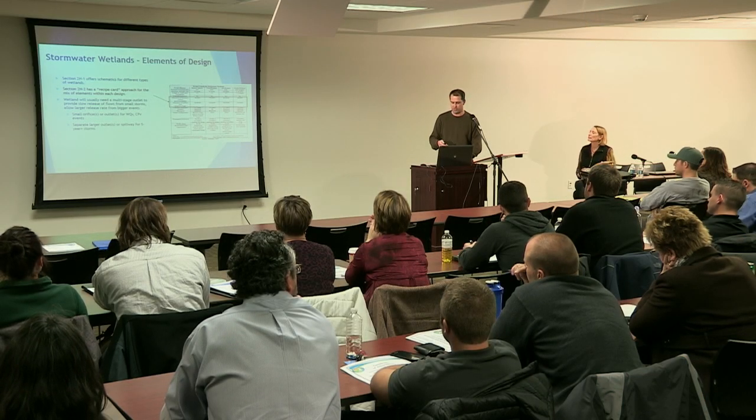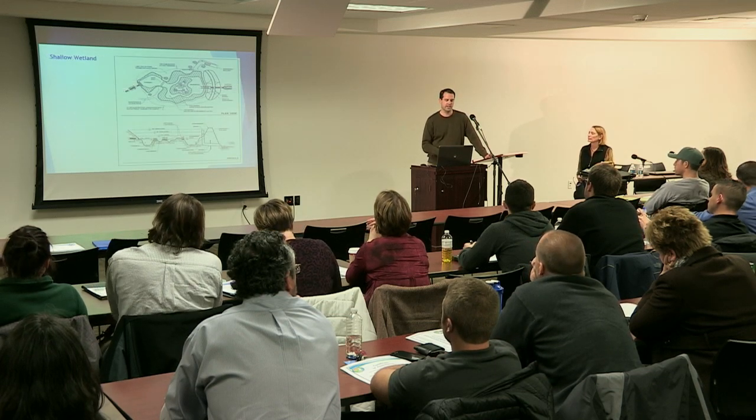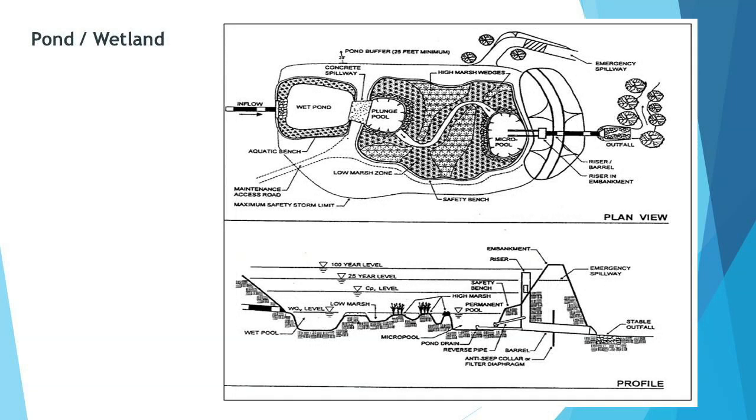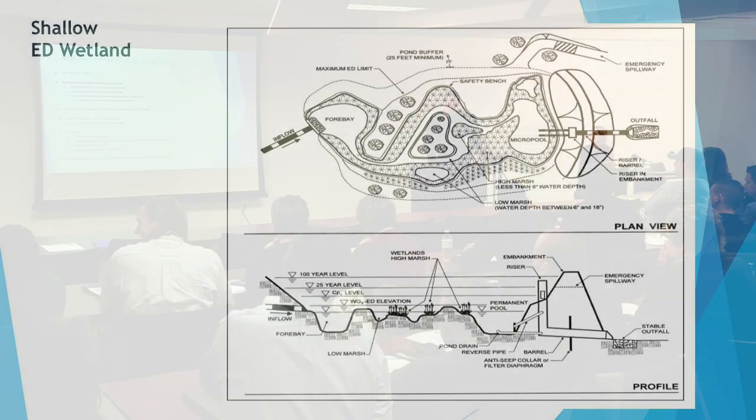Again, you're going to need a multi-stage outlet because the controls are very similar to that for a standard dry detention basin, so the design of those is not much different. But there's different options in these recipe cards. There's a shallow wetland option. Again, you see these different microtopography in there. There's the pond wetland system. There's a shallow EDWS system. So there's a lot of creativity that you can show in these systems and how they work.